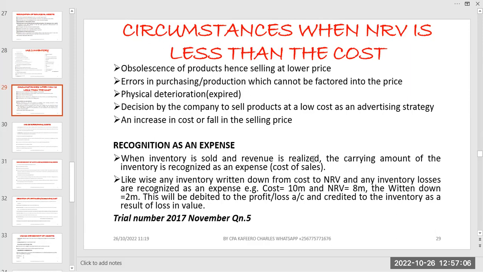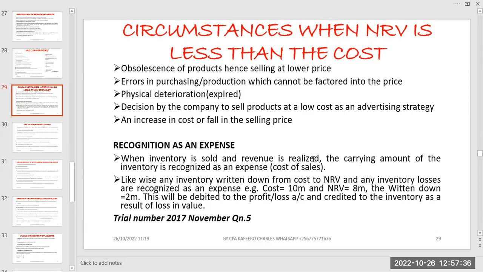The other one, we can talk about obsolescence. This is when things are going to be outdated, there are some technological advancements and people are no longer using some of the items. You end up selling them for less than what you actually paid. So those are basically some of the things that may lead to NRV being less than the costs we've incurred.